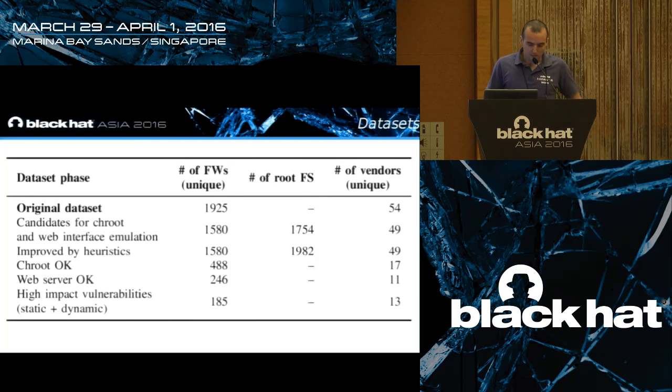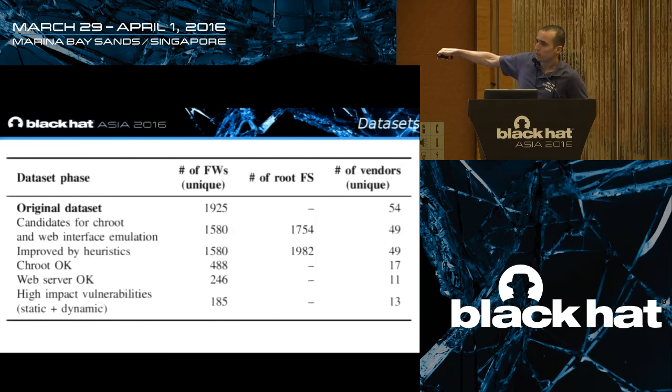So, very quickly about the data sets. We started with almost 2,000 firmware files, and we filtered out around 1,500 which are Linux-based full file systems and show potential for a web server inside. This is the number of vendors at each stage. We started with 54 vendors and 2,000 firmwares, and after filtering we are left with 49 vendors and 1,500 firmwares.